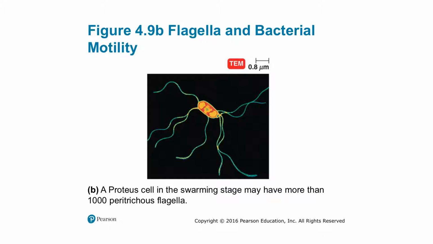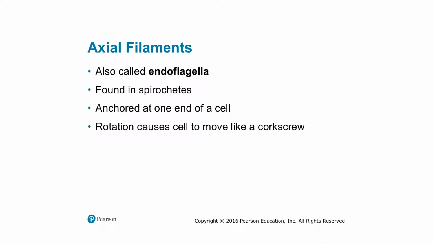So this is a Proteus cell. In the swarming stage, it may have more than 1,000 peritrichous flagella. That's a lot of flagella. Normally we only see cells with a few, but generally when you have a lot of flagella, it's very hard to coordinate that motion.